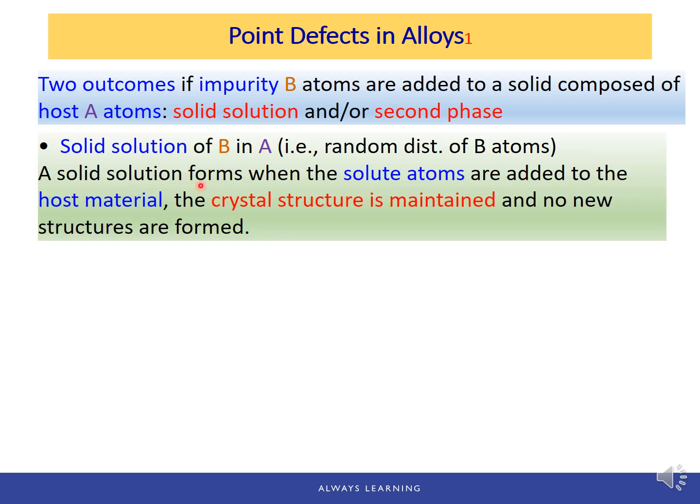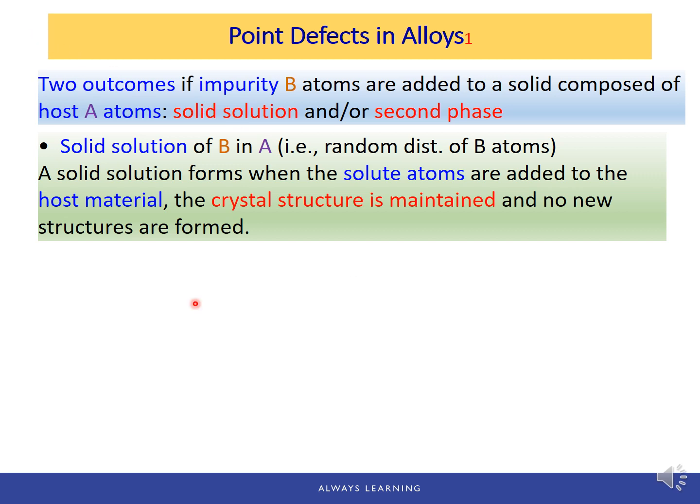So solid solution of B in A: A is the host atom or host material, like the solvent, and B is the solute. So a solid solution forms when the solute atoms are added to the host metal. The result is the crystal structure is maintained and no new structures are formed. In other words, the B atoms are randomly distributed throughout the crystal structure of A.